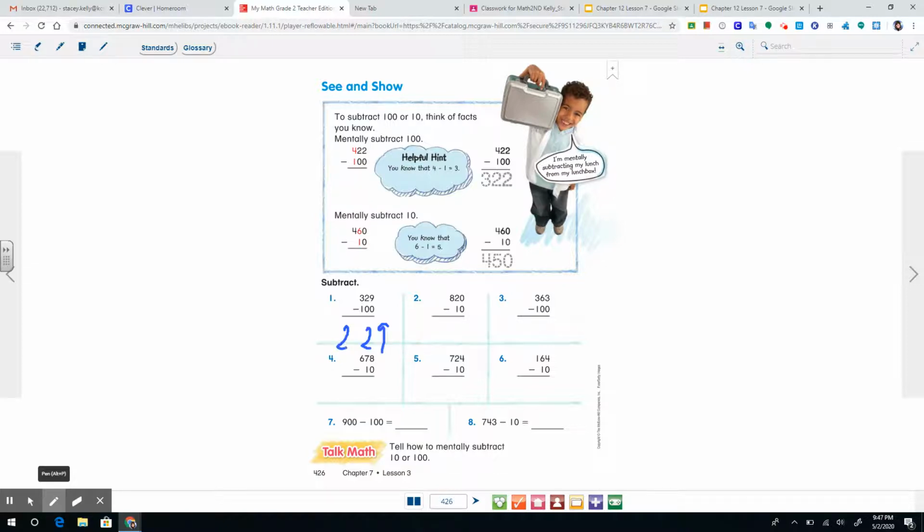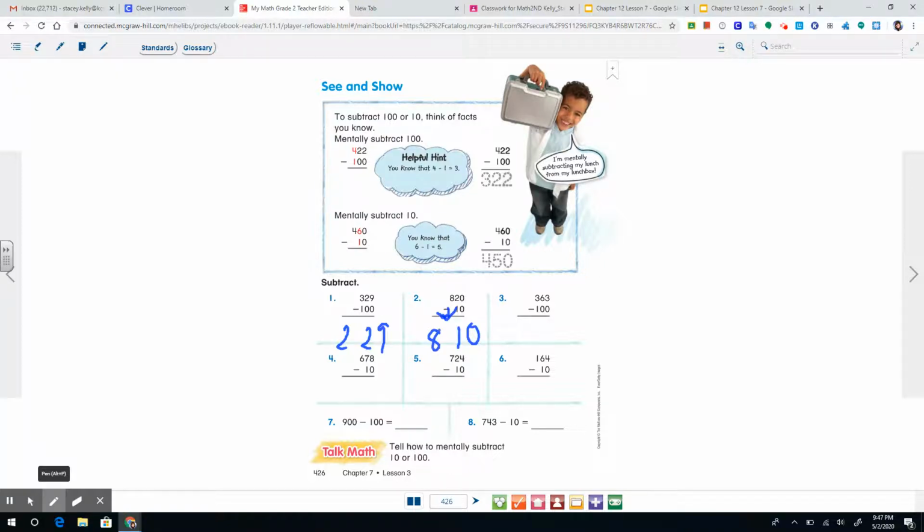Those of you who did mental math, 329 minus 100, 3 minus 1 is 2, and then I drop down my 29. Number 2, 0 minus 0 is 0. 2 minus 1 is 1. There's nothing underneath the 8, so I just drop down. That's my drop down sign. Drop down my 8, so 810.